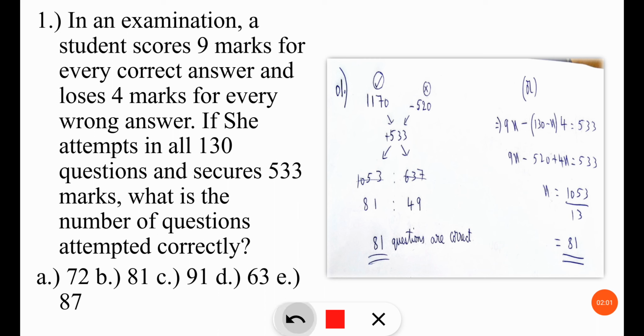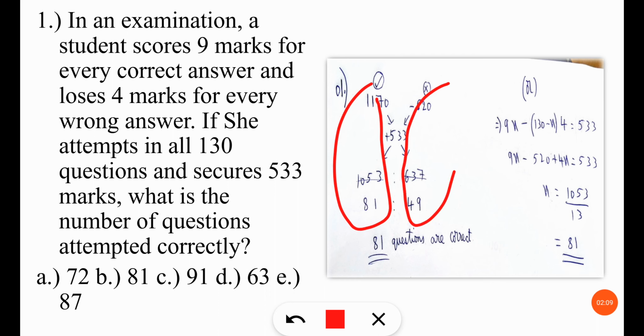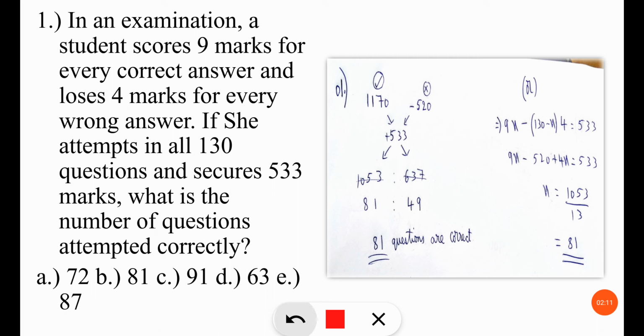By doing allegations and mixtures, we get 1053 is to 637, and this part is the correct answers part and this part is the wrong answers part. Therefore 81 questions are attempted correctly. Option B is the right answer.